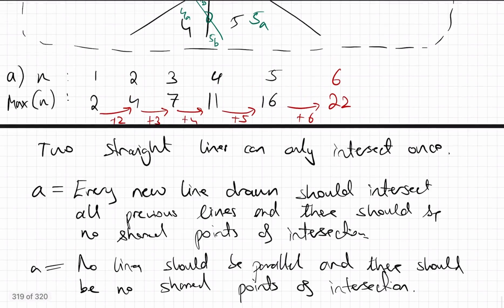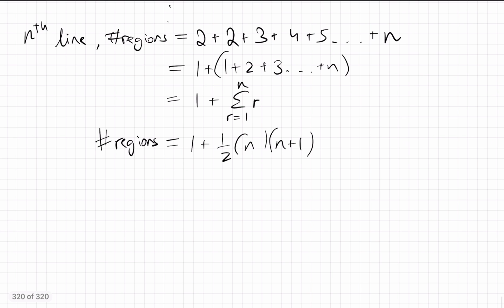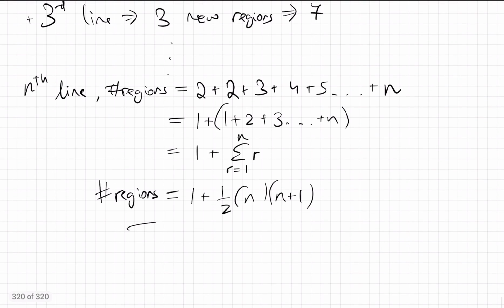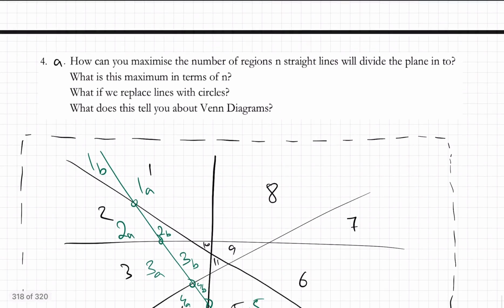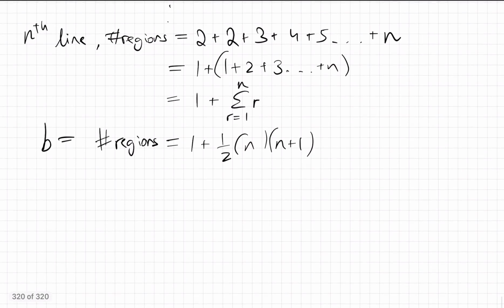We can test it with some empirical data we have here. So if we put n equals 5 into here, we're going to get 1 plus 1/2 times 5 times 6, which is 1 plus 15, which is 16. So this is my answer to B. There we go. What if we replace lines with circles?